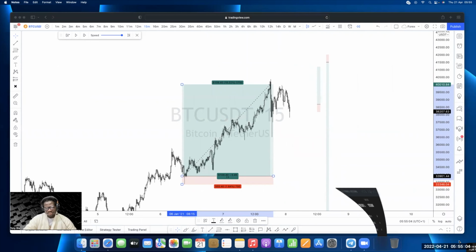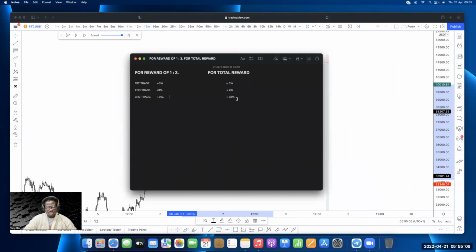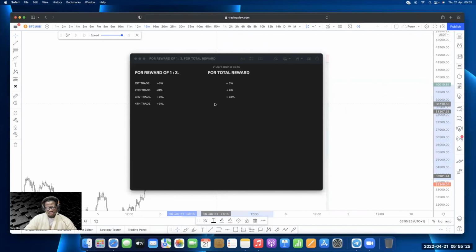So if we go again, we bring this out. The fourth trade was actually a win. Okay, so the fourth trade, we have plus 3%. And then the total on this.